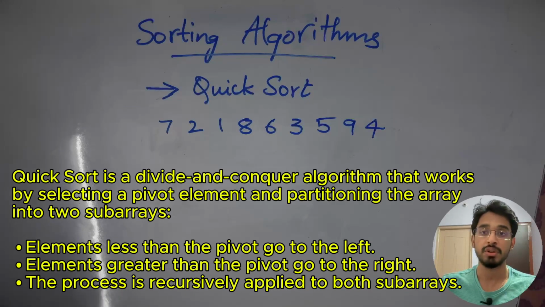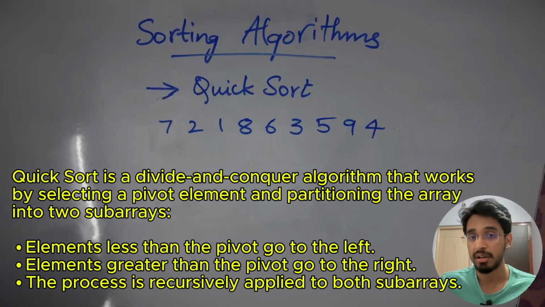By definition, quick sort is again a divide and conquer algorithm, just as merge sort, and it works on selecting a pivot element. I'll tell you what a pivot element is, and partitioning the array into two subarrays. The elements that are less than the pivot go to the left subarray, and elements that are greater than the pivot go to the right subarray. This happens recursively, applied to both the left and the right subarrays. As we keep doing that until we have just one element within each subarray, we finally find that all the elements are sorted. Then we just need to merge them into one single array.